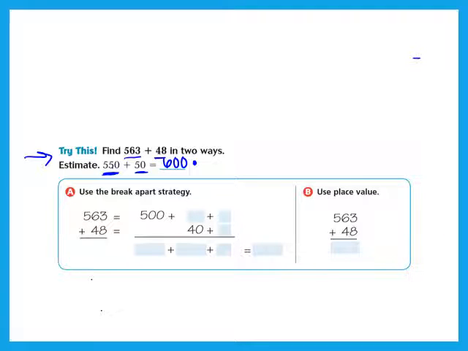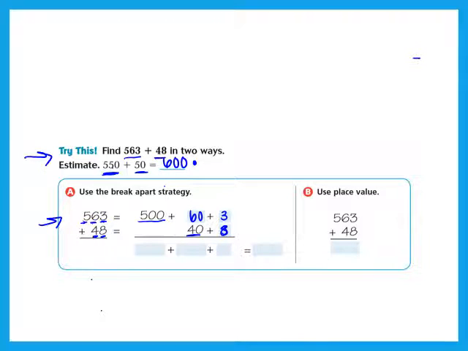Here I'm going to use the break apart strategy that we learned in the previous lesson in part A. This is what I also call expanded form, because when I'm breaking these numbers apart, I'm breaking them up into expanded form. Since I have a 5 in the hundreds place, that tells me I have a value of 500. I have a 6 in the tens place, that tells me that value is 60. And a 3 in the ones place tells me I have a value of 3. For 48, I have a 4 in the tens place. That tells me that I have a value of 40. And an 8 in the ones place tells me I have a value of 8 there.